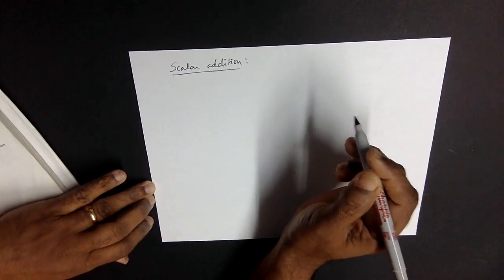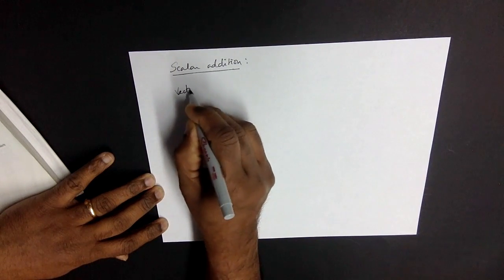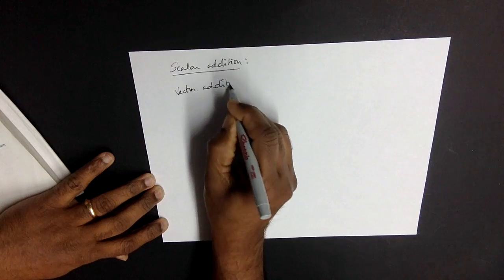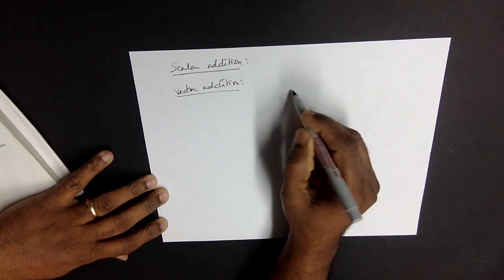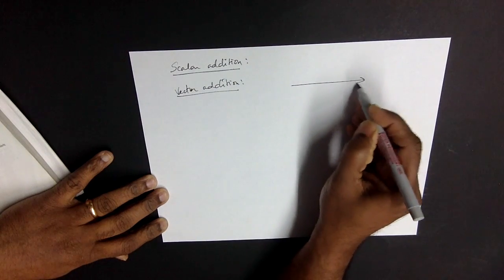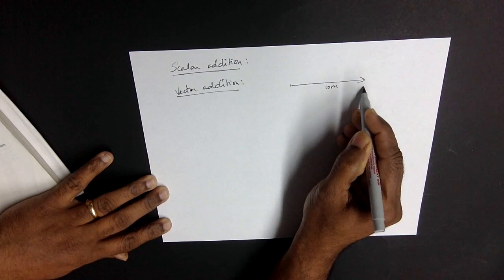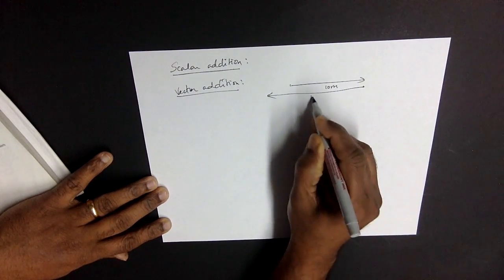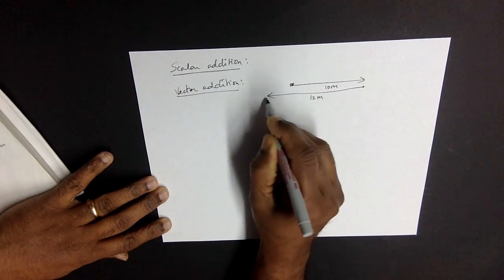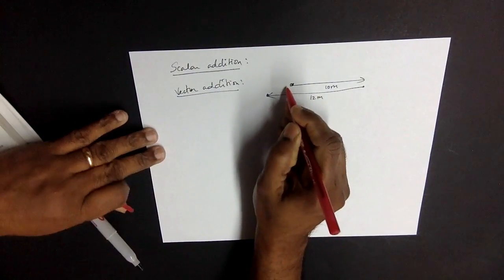But vector addition is not the same. Vector addition, you got to be concerned about the direction. So if I make a displacement of 10 meters to the right, and then I make a displacement of 12 meters to the left, I was here, now I'm here. So what is my displacement? So you can see my displacement is this.